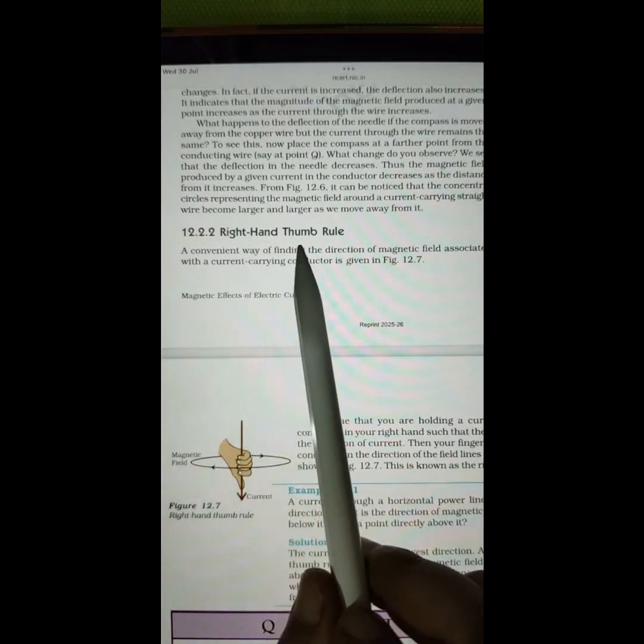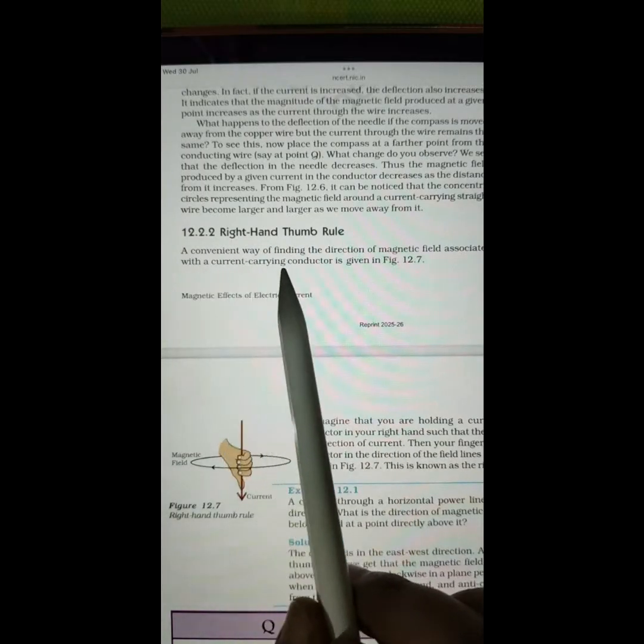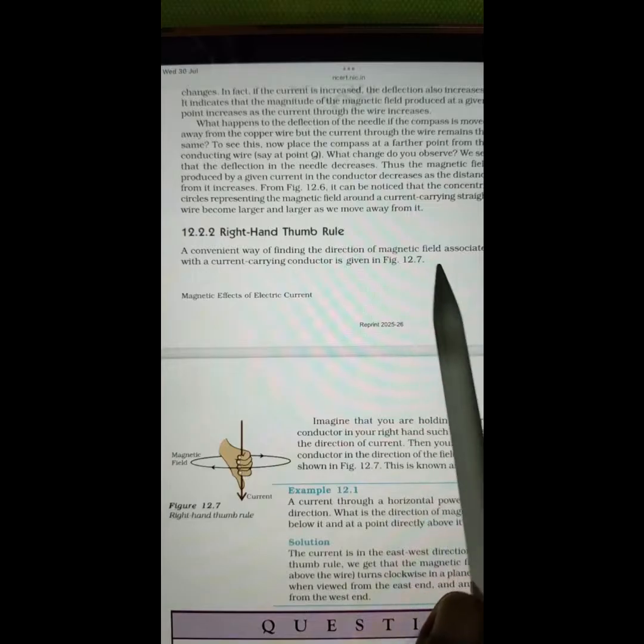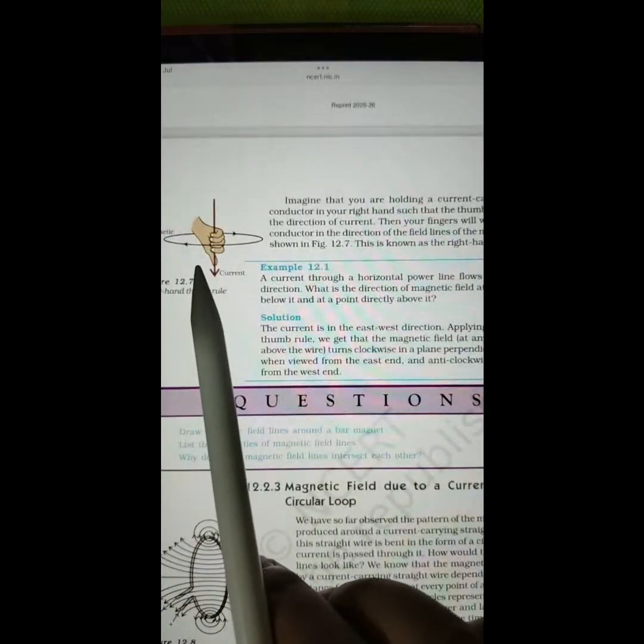12.2.2 Right hand thumb rule. A convenient way of finding the direction of magnetic field associated with a current carrying conductor is given in figure 12.7. This one.